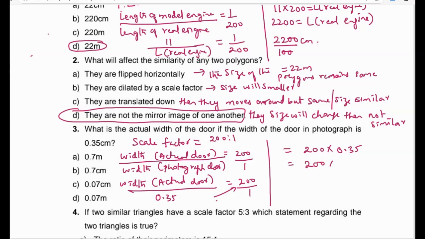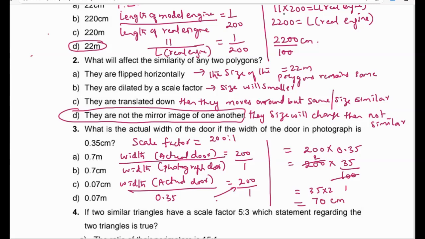So 200 into 35 divided by 100. So 100 one time, 100 two times. So 35 into 2. So 35 into 2 is how much? 35 into 2 is 70. So it is 70 meter. So 70 here, they have given us centimeter. So it will be centimeter.